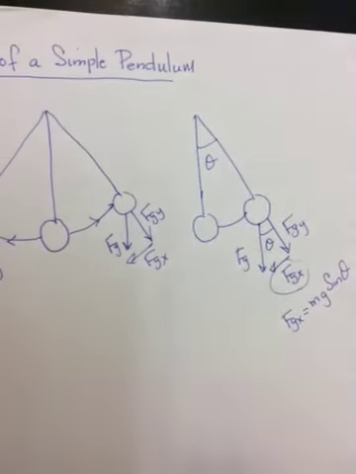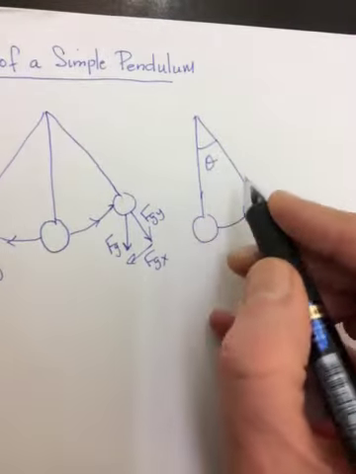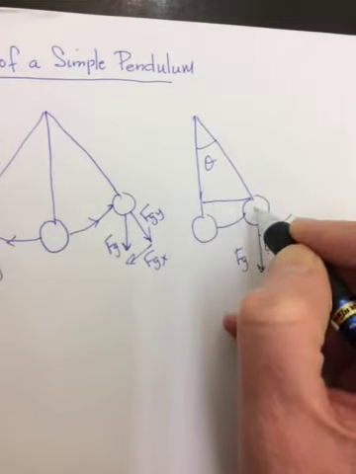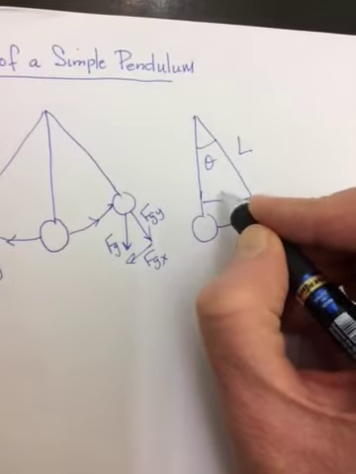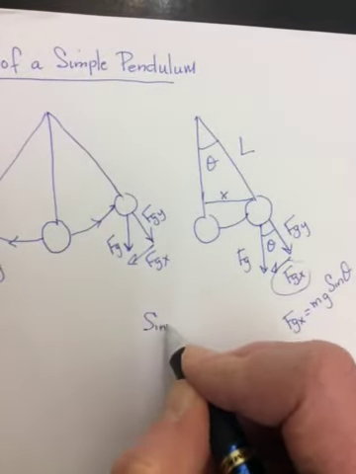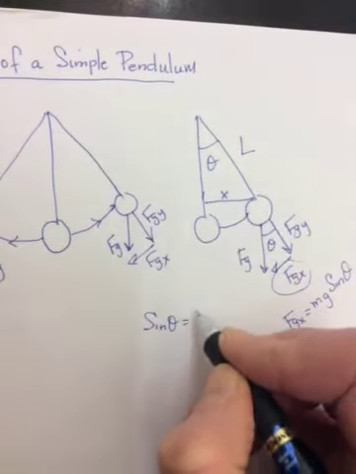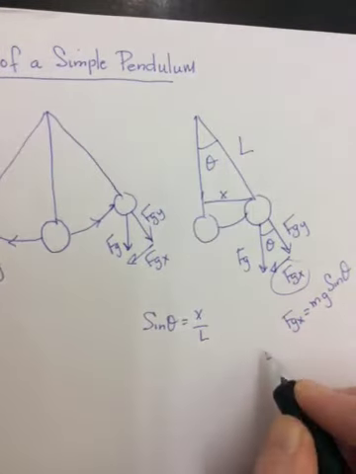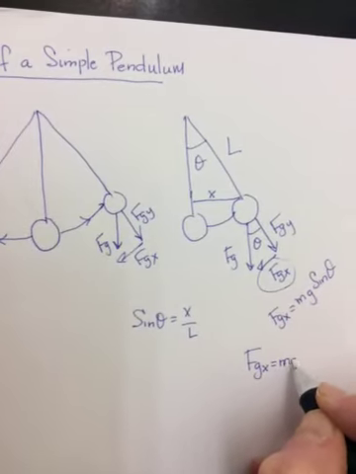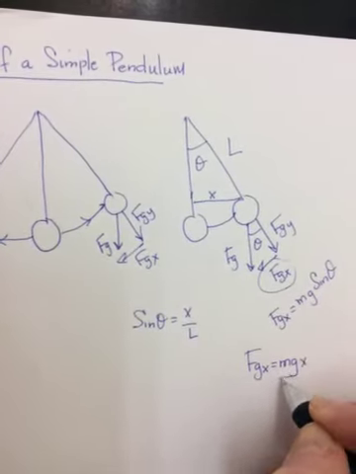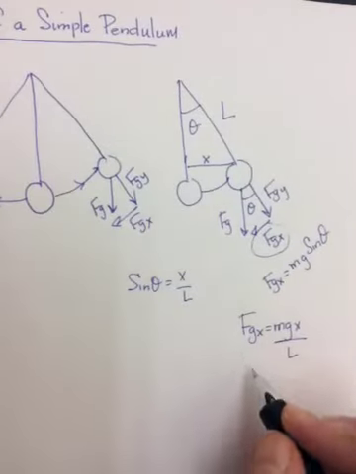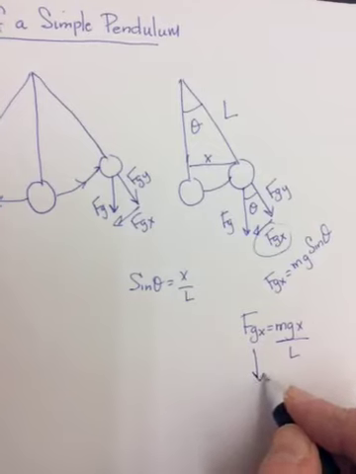Now, if you look at the sine theta in this triangle, we could draw a line over here like we did when we were trying to find the height. This would be the L, and this would be the x. So sine theta would be equal to x over L. And so that means then that Fgx would be equal to mgx over L. Okay? And we said that Fgx is like the linear restoring force.